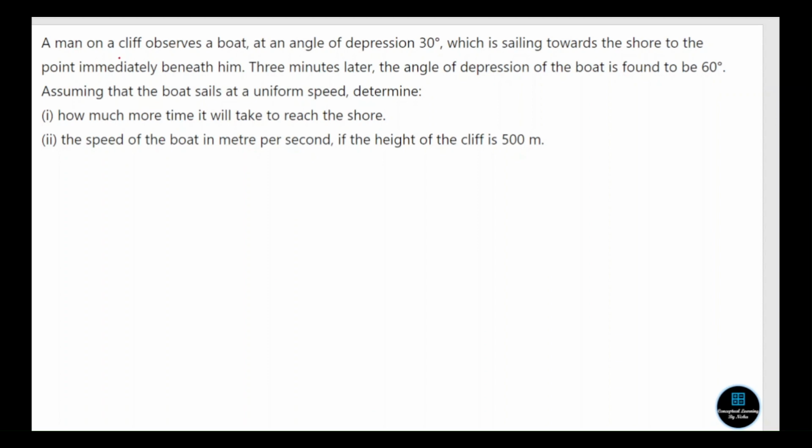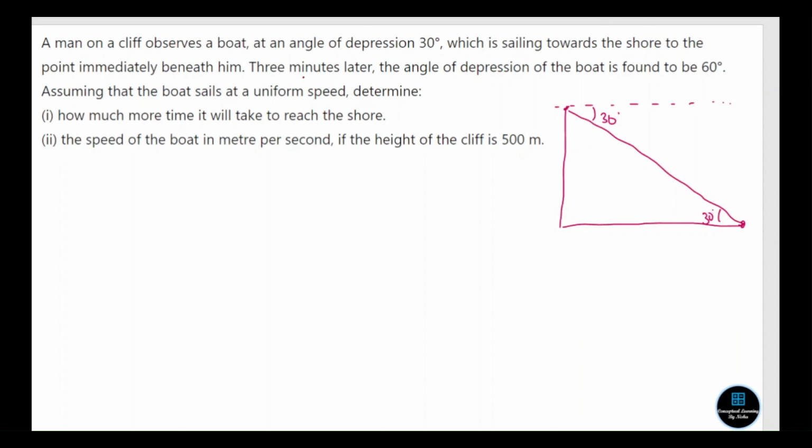Alright. Now very interesting question. A man on a cliff observes a boat at angle of depression 30 degree, which is sailing towards the shore to the point immediately beneath him. Alright. So let's say this is the cliff here. The boat is here initially, and the man is standing on the top of this cliff. He is finding the angle of depression as 30 degree. So this one is 30 degree over here.